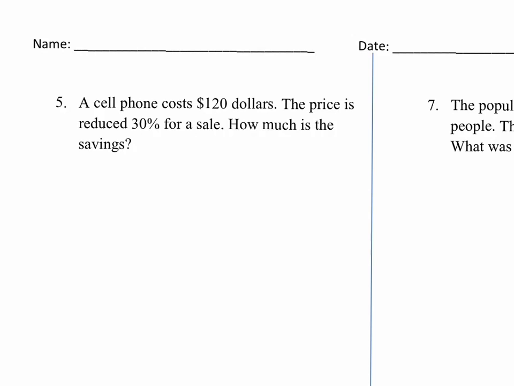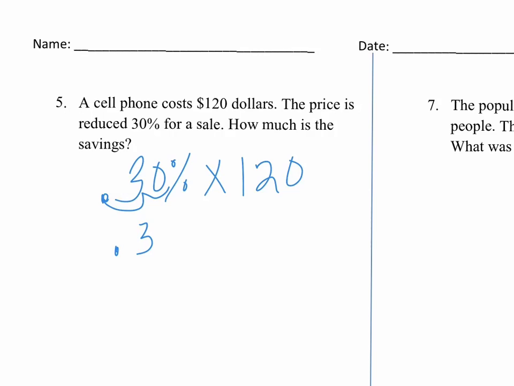30% of, meaning to multiply, 120. You have to change the percent to a decimal. Move it over 2 places to the left. That gives you 3/10 times 120. 3 times 12 is 36, and bring down the 0. But don't forget to put the decimal back in. Move it over 1. $36 is the amount of the discount.